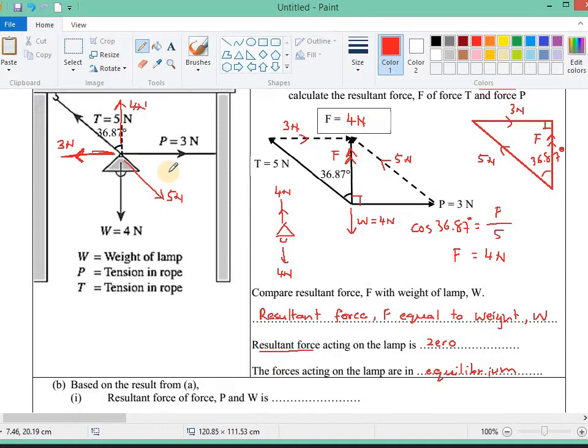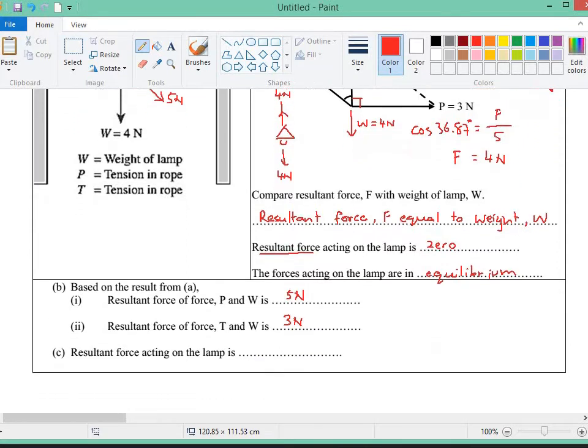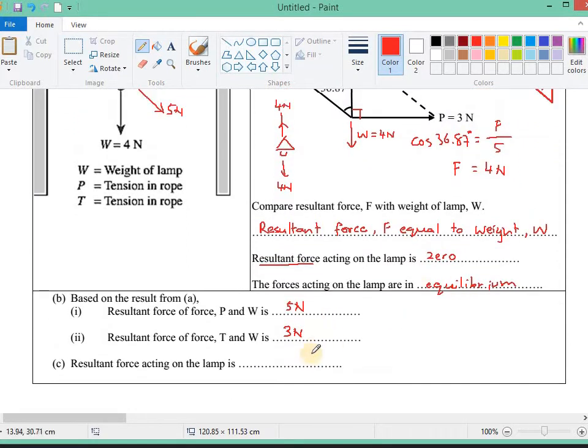So the resultant force of P and W will be 5 Newton, and then T and W will be 3 Newton. Alright, so the resultant force acting on the lamp is 0.